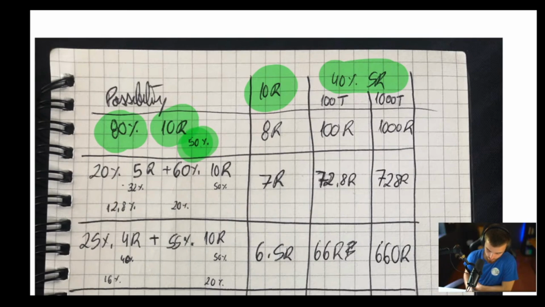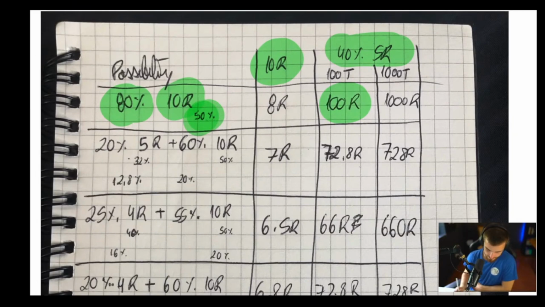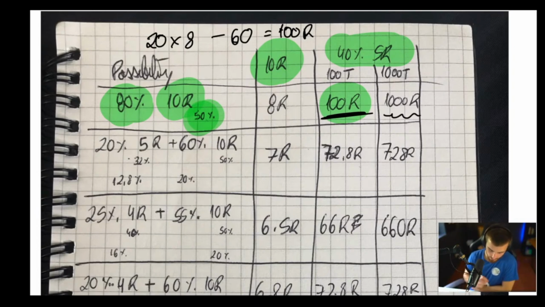In 100 trades, I would get a total of 100R, because it's 20 times, because it's 50% of 40%, it's 20%, times 8, minus 60, because you would take 60 losses. So that would end up to a total of 100R right here. So after 100 trades, the average would be 100R. 1,000 trades would be 1,000R.